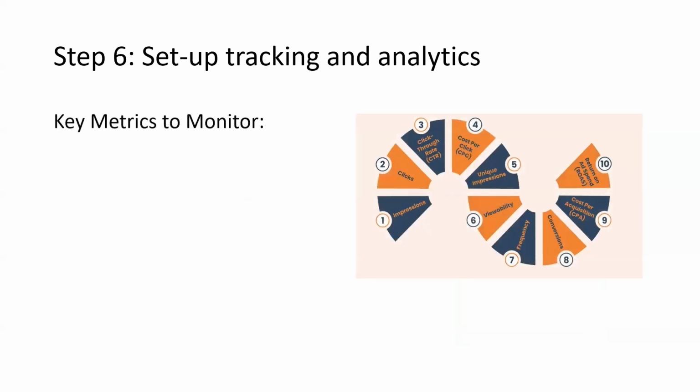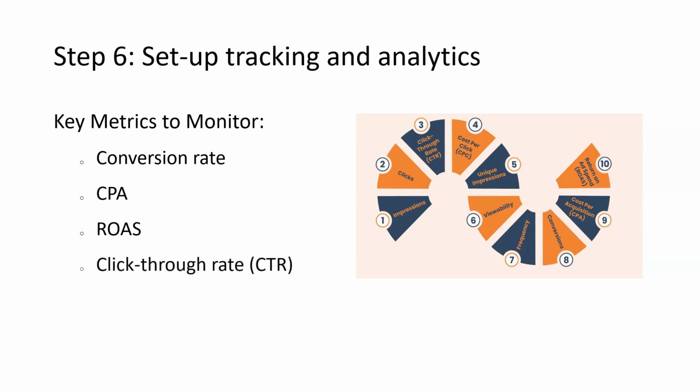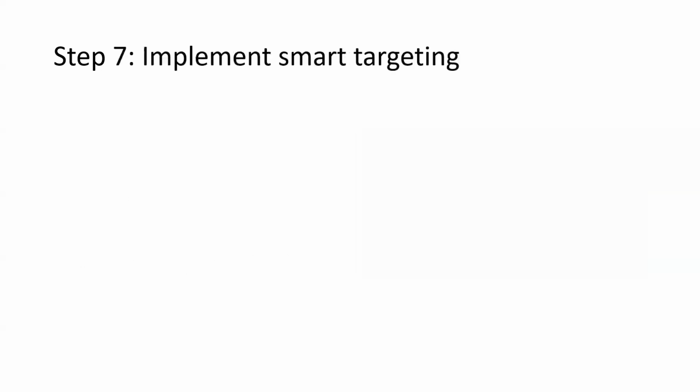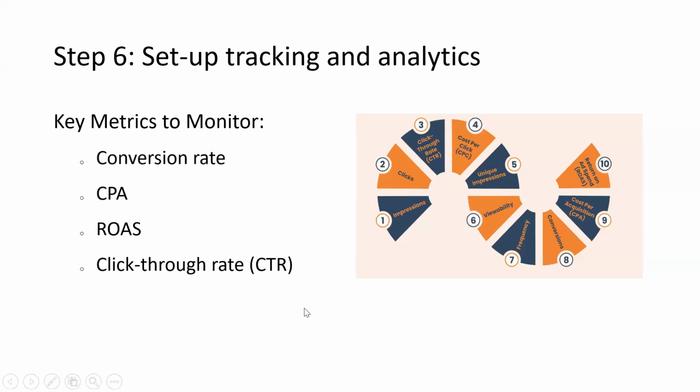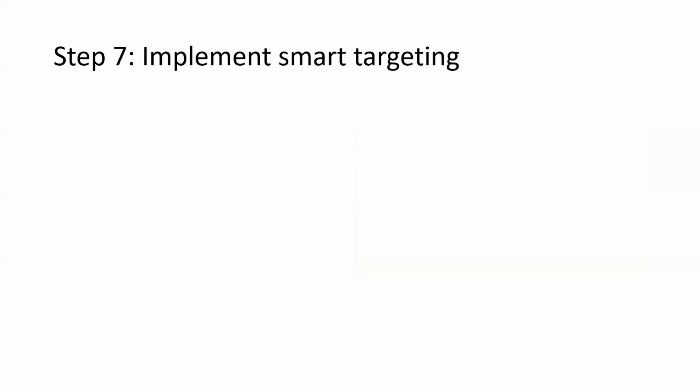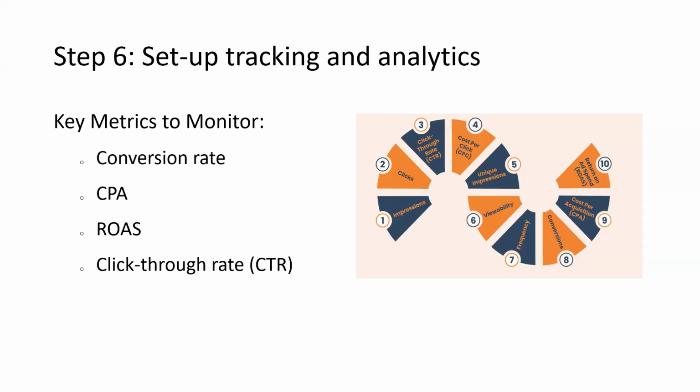So the key metrics to monitor could be anything like impressions, clicks, click-through rate, cost per click, or unique impressions, and could be conversion rate, how many conversions are happening, the percentage of conversions that are happening, cost per acquisition or the CPA, what is the cost per acquisition, what is the return on ad spend, ROAS, or ROAS that we say. The click-through rate that the campaign is generating. So all these analytics or metrics need to be measured.